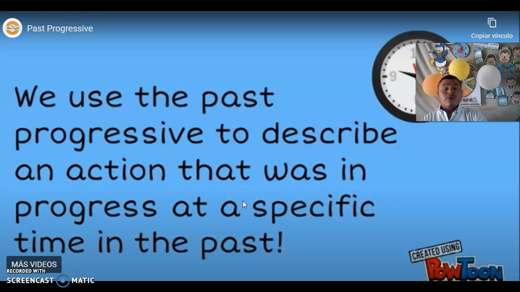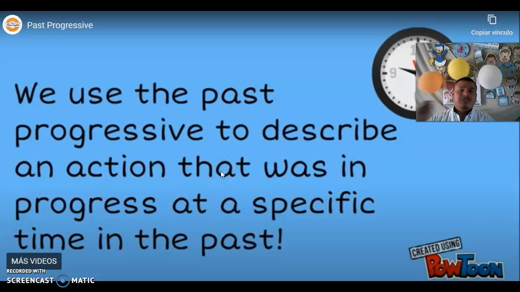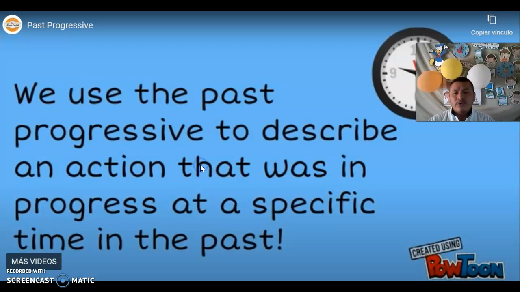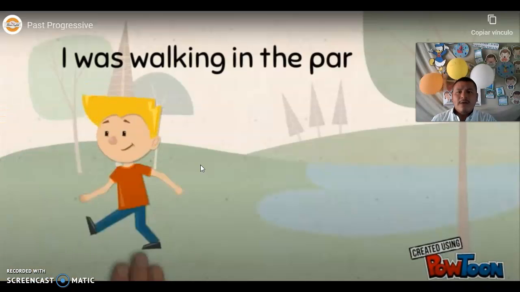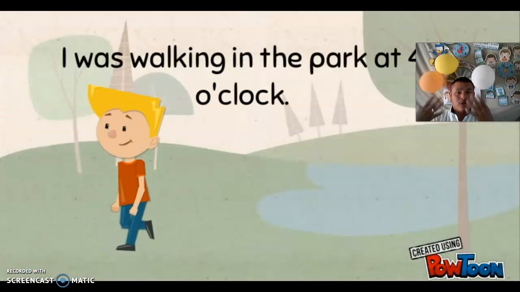Okay, guys, so right now we're going to go over the progressive tense in past tense, okay? So we use the past progressive tense to describe an action that was in progress at a specific time in the past, okay? So let's watch more examples about this. So remember, guys, we use the past progressive to describe an action that was in progress at a specific time in the past, like I said. For example, I was walking in the park at 4 o'clock.